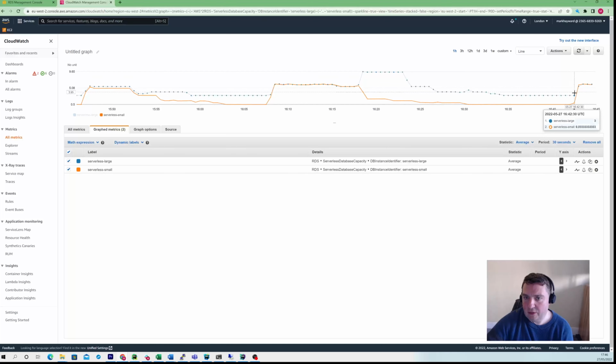Because of the intensity of the queries, I was expecting them to jump a little bit higher than that, but it seems like they have topped out around 6 ACUs on both of them, which means we would expect right now to be getting similar performance on both the serverless large and the serverless small. So let's run our test again and see what stats we get.